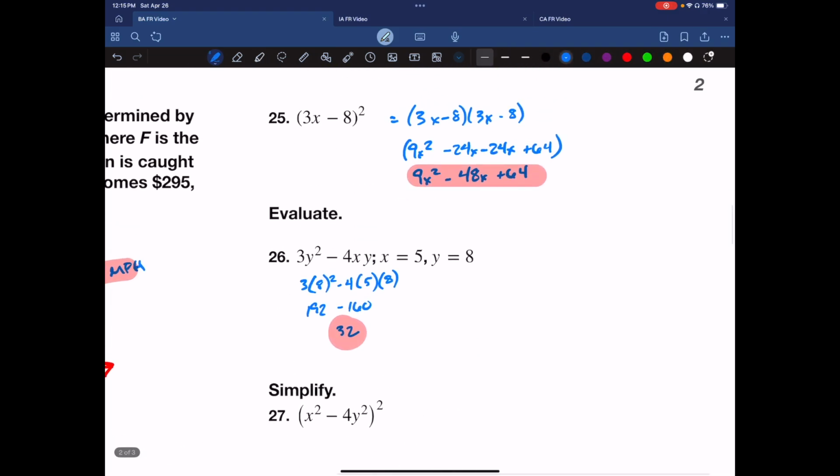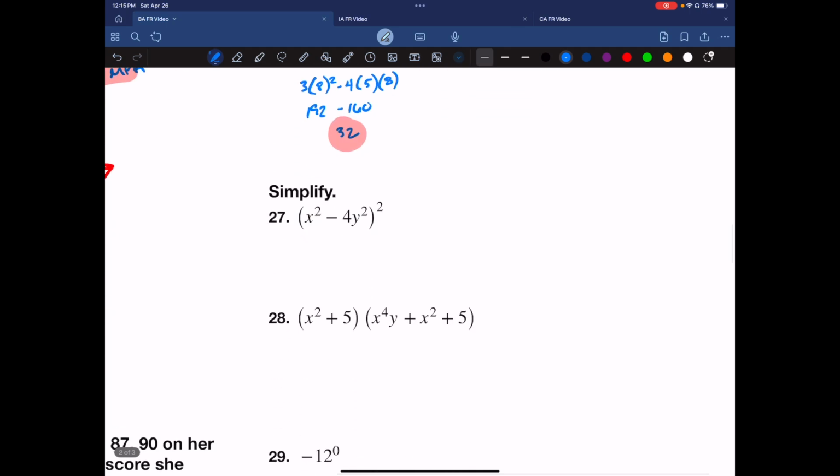27 is very similar to what we did on 25. It's just a little more complex of a problem, right? But again, write it out. X squared minus 4y squared, x squared minus 4y squared. This should help make sure that you get that middle term to show up.